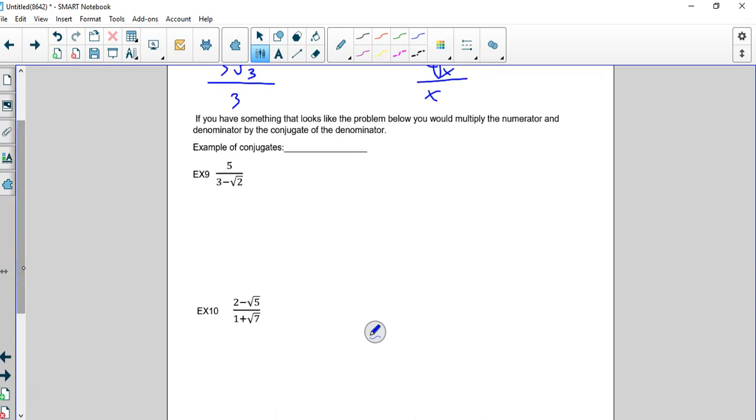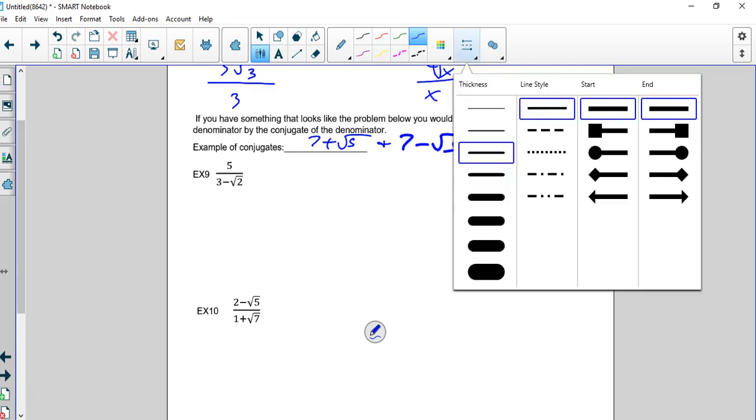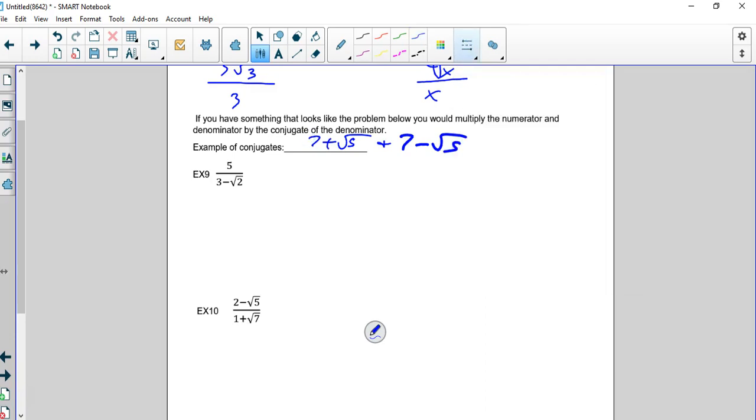Okay, so if you have something that looks like the problem below, you would multiply the numerator and denominator by the conjugate of the denominator. Okay, so example of conjugates would be something like this: 7 plus radical 5 and 7 minus radical 5. Because what happens is when you end up multiplying these, the middle term is going to cancel out, and you're going to end up getting rid of your radicals on the bottom. So over here, we're going to multiply by 3 plus radical 2 over 3 plus radical 2.